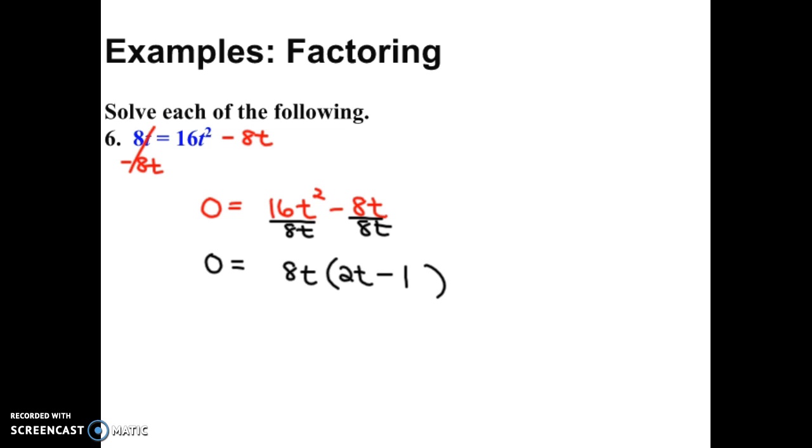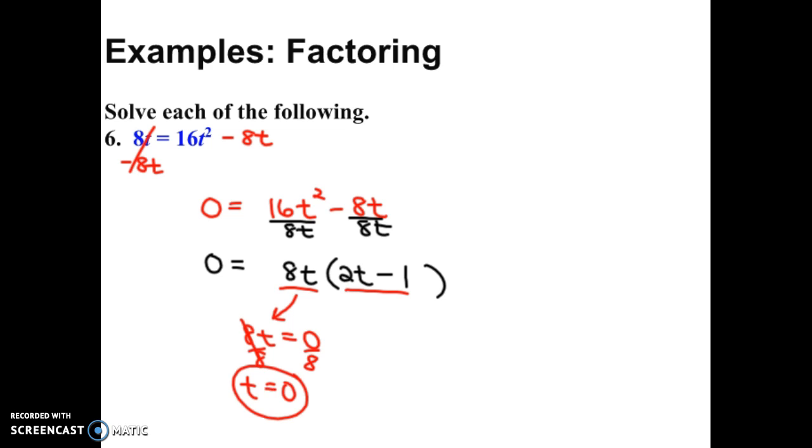And again, the nice thing about factoring is it rewrites it as multiplication. In this case, I'm multiplying two things: 8t and 2t minus 1. So if either one of those equals 0, the whole thing is going to equal 0, which is my goal, figuring out what value of t is going to make the whole thing be 0. So if I set 8t equal to 0, and I divide both sides by 8, you figure out that one of your answers is 0.